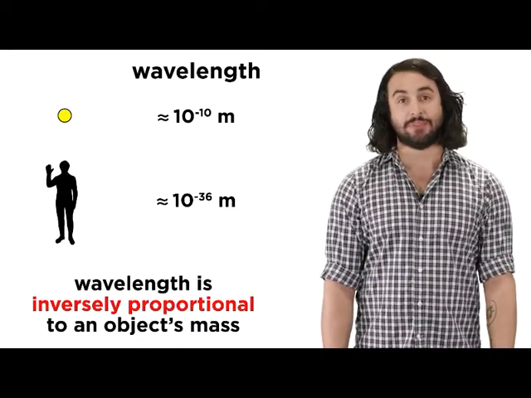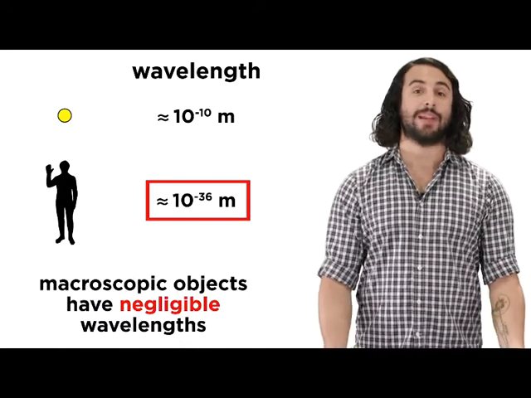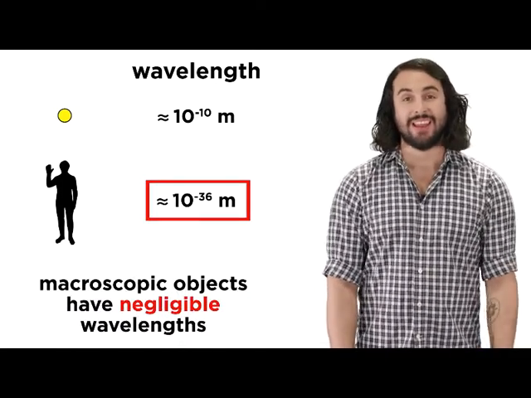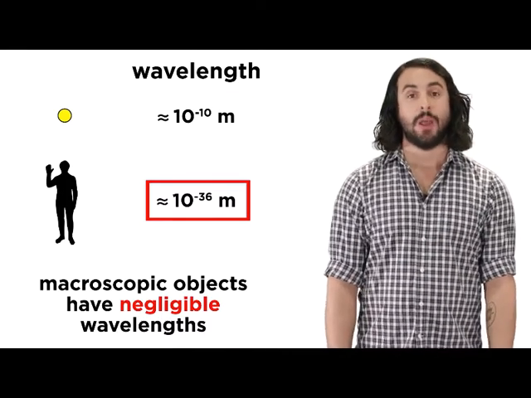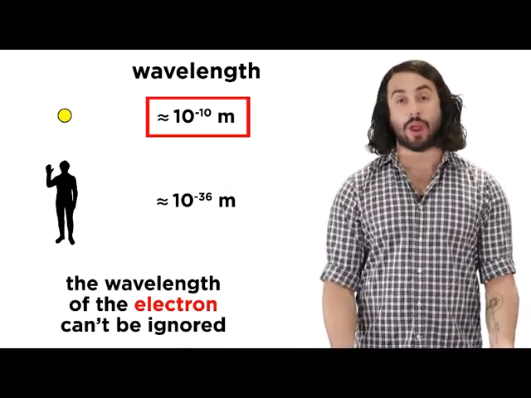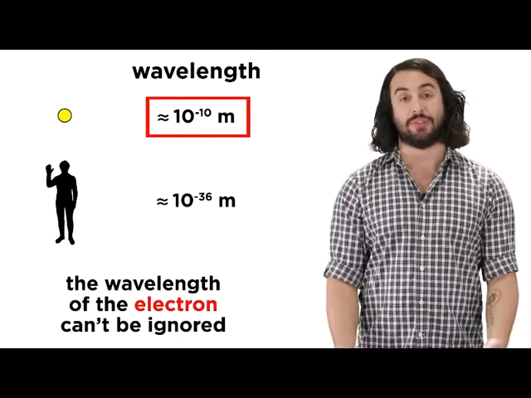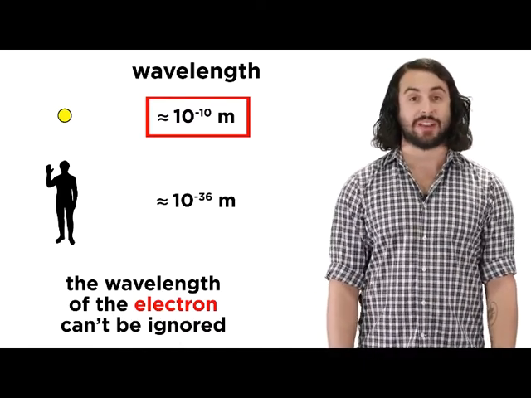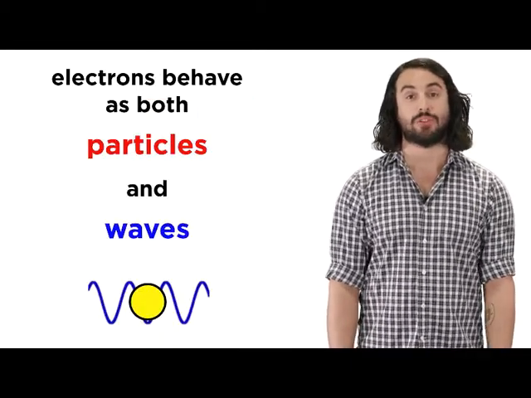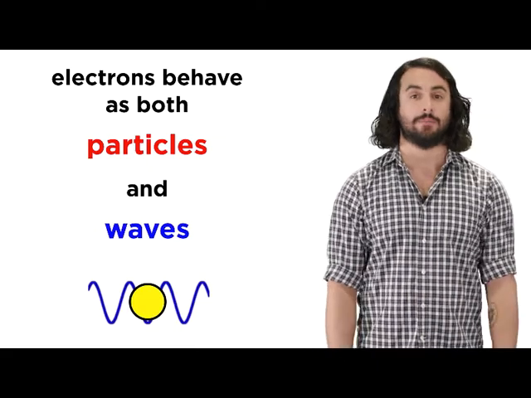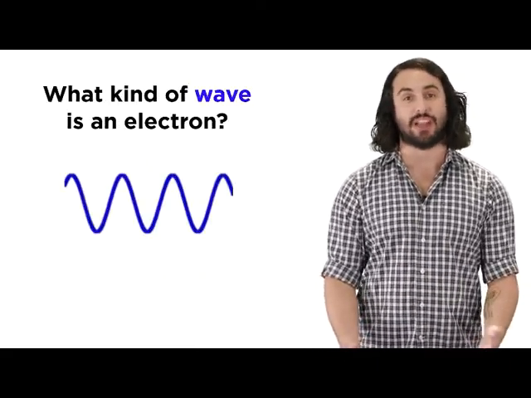However, an object's wavelength is inversely proportional to its mass, so objects bigger than a molecule have a wavelength that is so tiny that it is completely negligible. But an electron is incredibly small, so small that its wavelength is indeed relevant, being around the size of an atom. So we must view electrons as both particles and waves from now on. Therefore, we must discuss the wave nature of the electron.